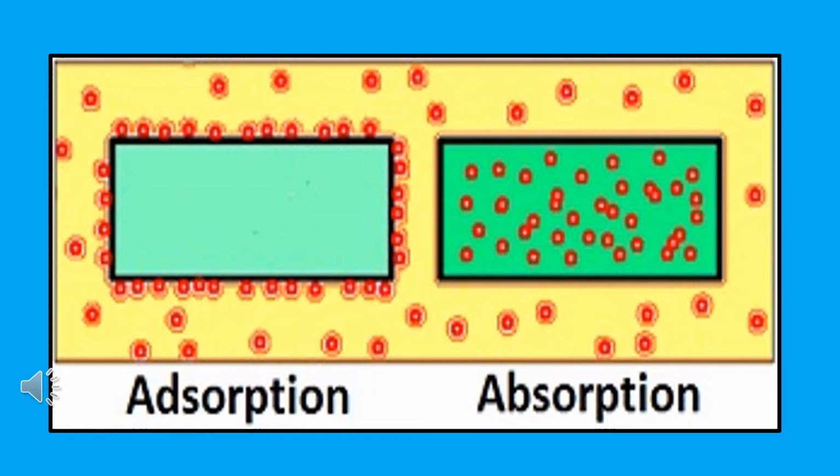This picture clearly tells about the two processes called adsorption and absorption. If you observe, in the adsorption process, the molecules are concentrated only on the surface. That is in the first figure. And in the second figure, if you observe, the molecules are penetrating into the bulk. So it is called absorption. If both adsorption and absorption take place simultaneously, then it is called sorption.